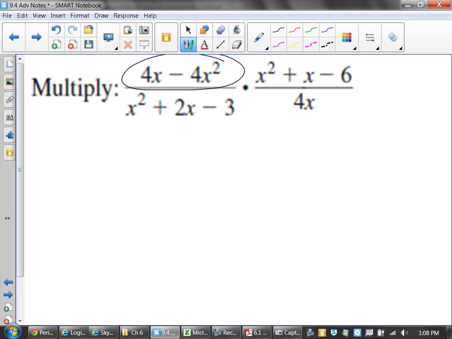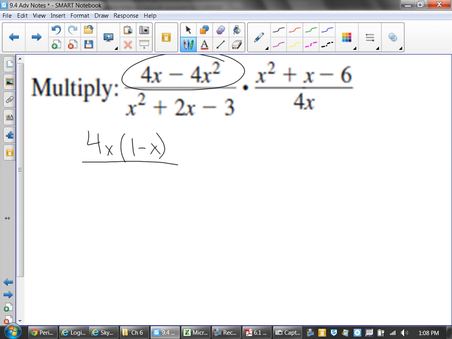2. We just got off of 2 snow days. I'm trying to talk a little slower. What's the GCF of 4x and 4x squared? 4x. So I factor out the 4x, I'm left with 1 minus x. There's the first numerator.